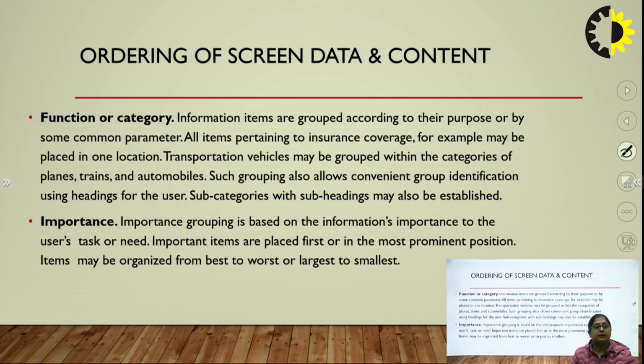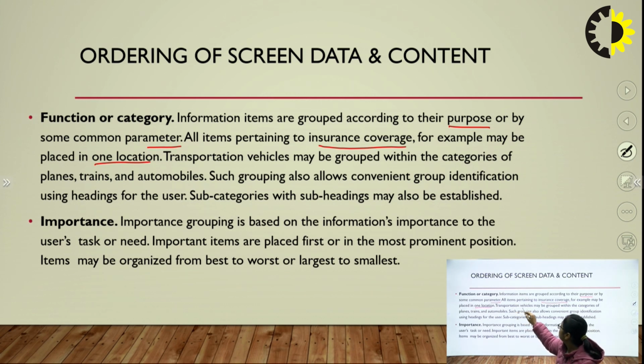So next is function or category. Information items are grouped according to their purpose or by some common parameters. So all items pertaining to insurance coverage, for example, may be placed in one location, okay. The same functionality or things are placed in one location, okay.